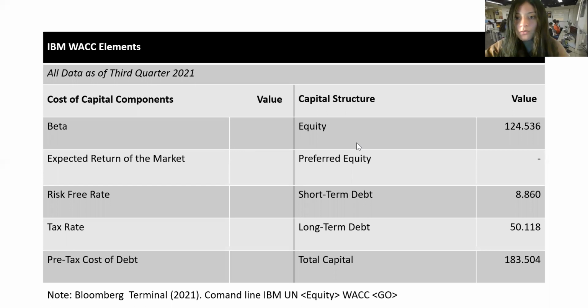including the capital amounts for equity, 124,536, preferred equity, 0, debts divided by the short-term debt, 8,860, long-term debt, 50,118, and lastly, the total capital, 183,504.